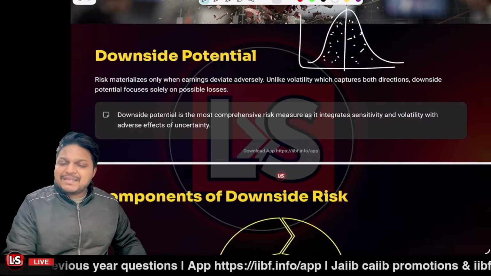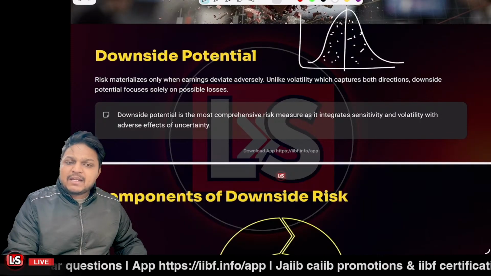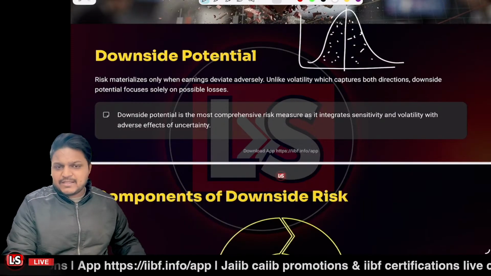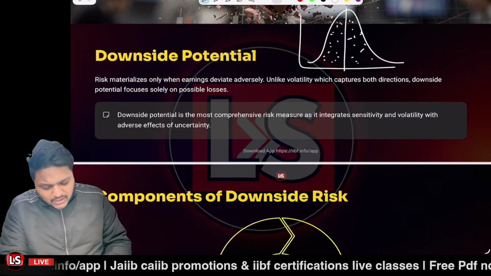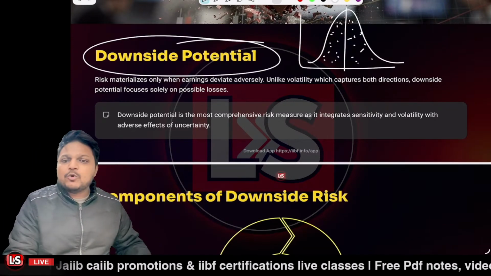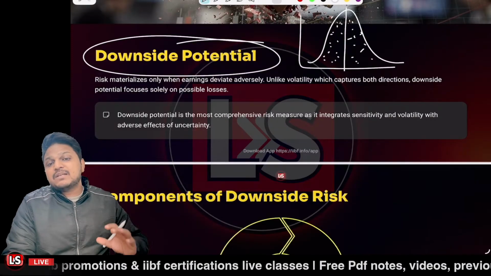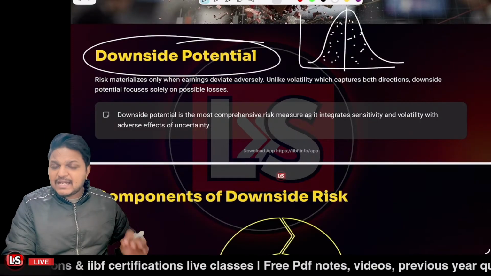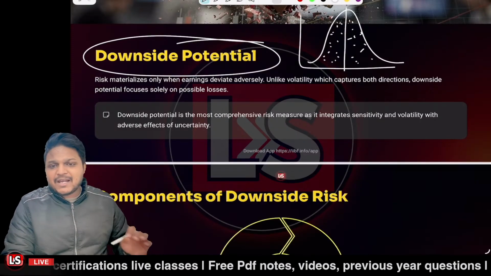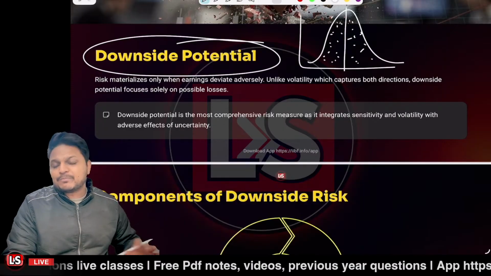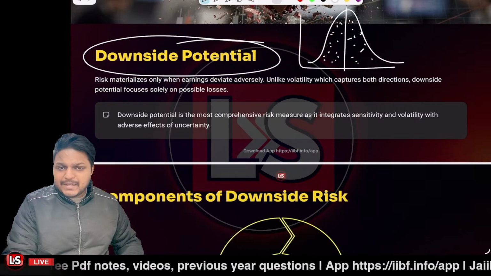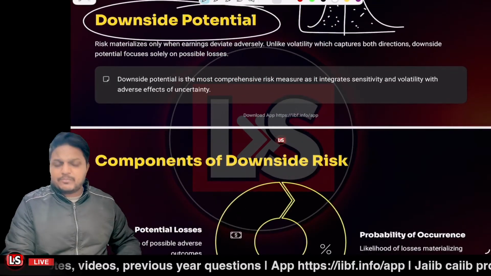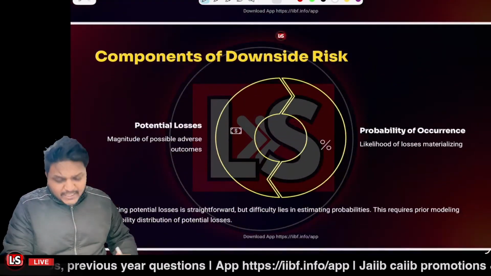And the biggest limitation of volatility is that it captures both sides, whether it is upside or downside deviation. But downside potential captures only the downside, right? So it is an adverse deviation only. So we can say that in case of the downside potential, the target variable is the adverse deviation. But in the case of the downside potential, we have two major components.